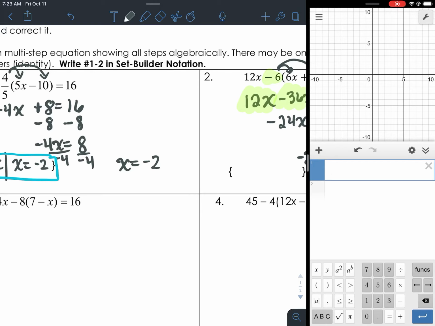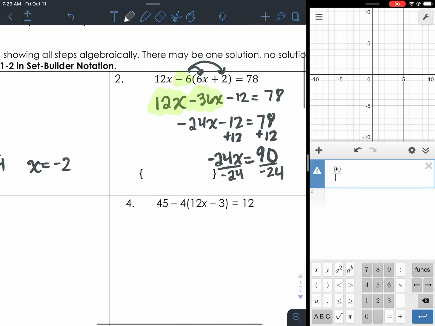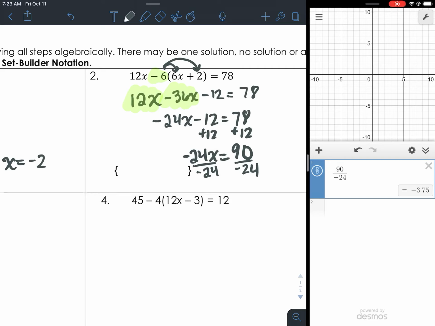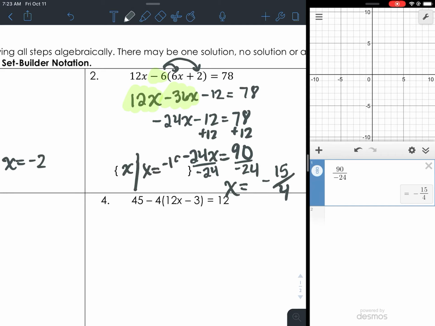If you type this in Desmos, if you type in 90 divided by negative 24, it's negative 3.75, and if you hit the fraction button, it'll convert it. It's negative 15/4. So the answer is going to be x such that x is equal to negative 15/4 for that one.